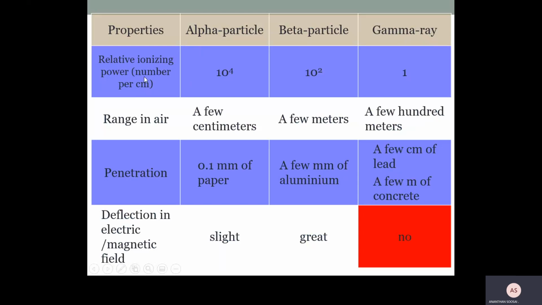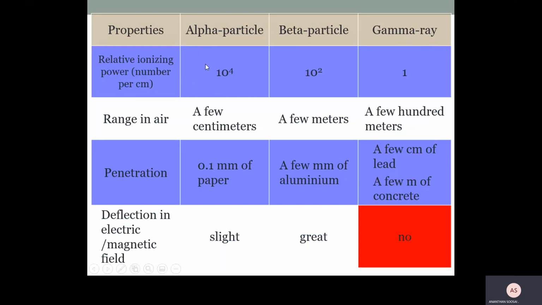And ionizing power. What is meant by ionizing? A process where a neutral atom loses an electron and becomes ionized. Alpha has the greatest ionization power. Why? Because it's heavy. It can do lots of collisions before coming to rest. So it can ionize the air up to 10 to the power of 4 particles.